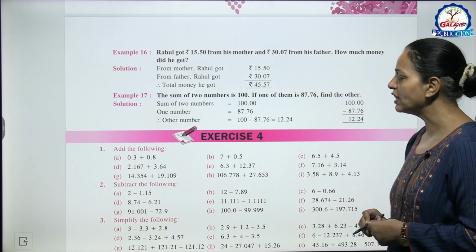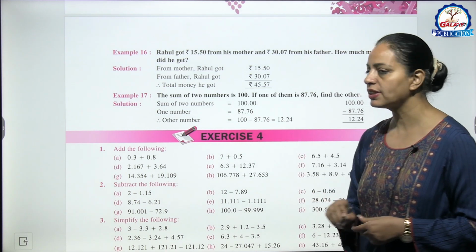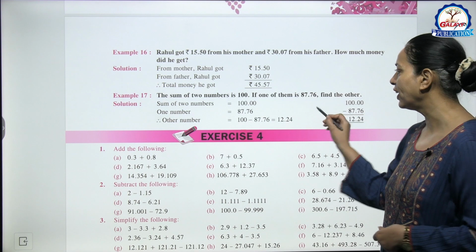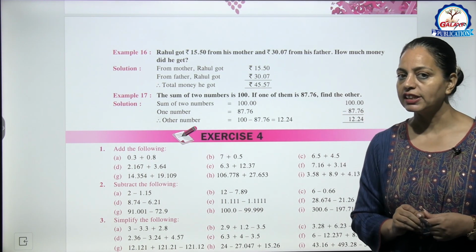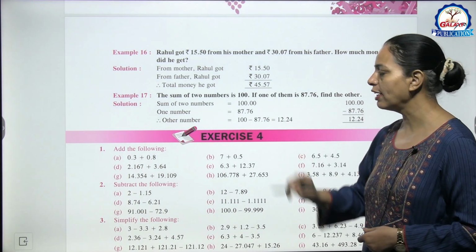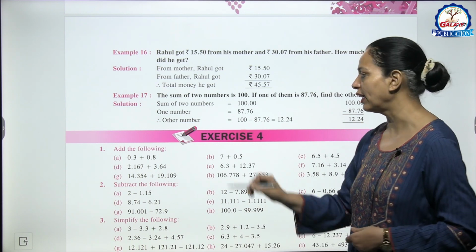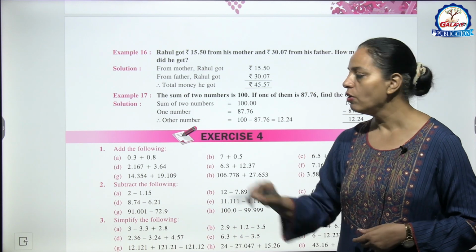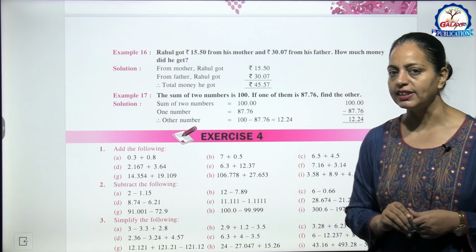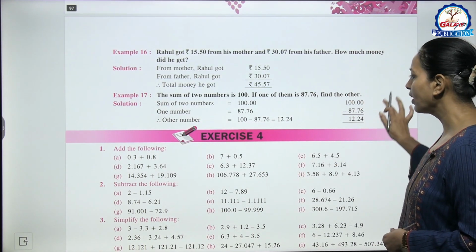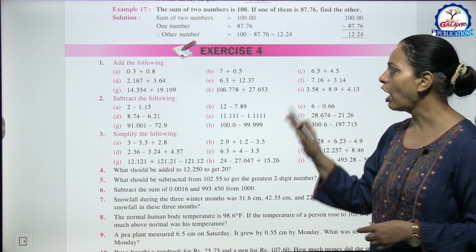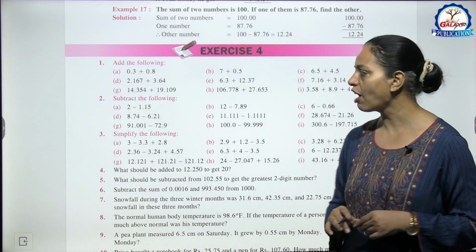Now example 17. The sum of two numbers is 100. If one is 87.76, find the other. तो other number कैसे find करेंगे? Sum में से one number minus कर देंगे. Sum is 100. We can write 100.00. One number 87.76. दोनों को subtract करेंगे. Answer is 12.24.